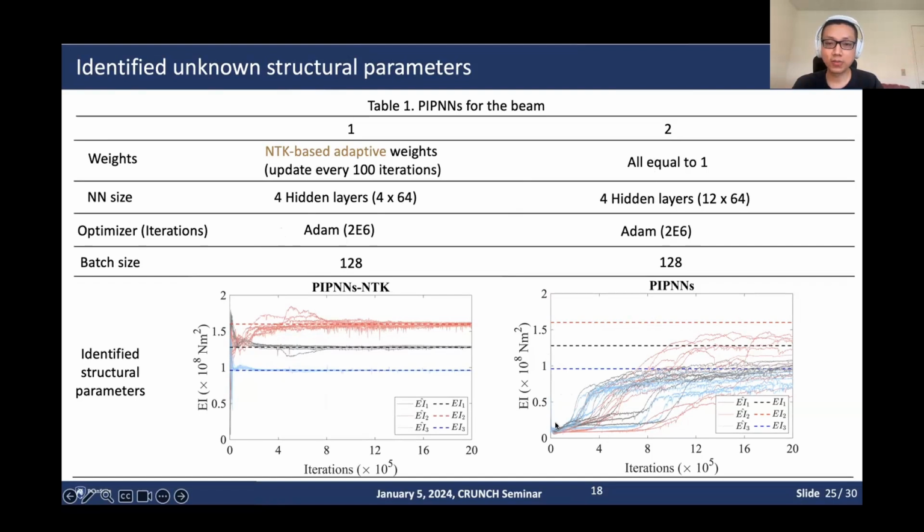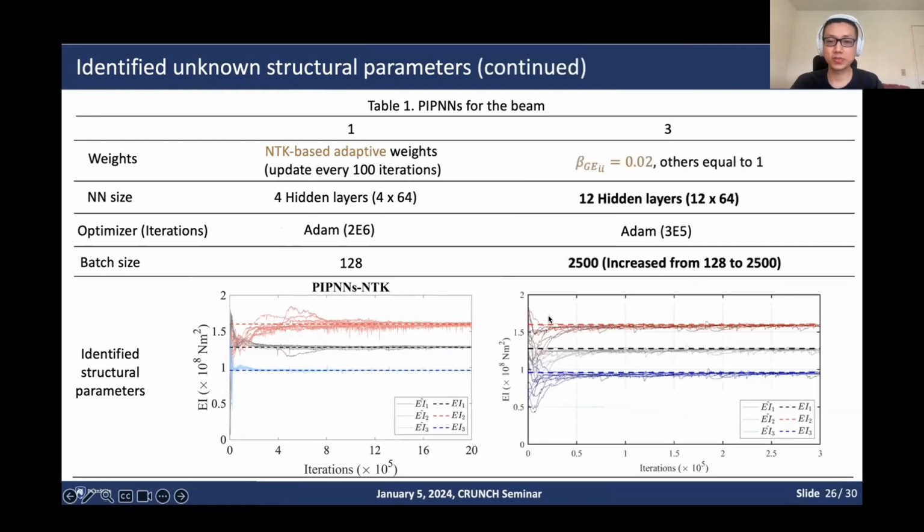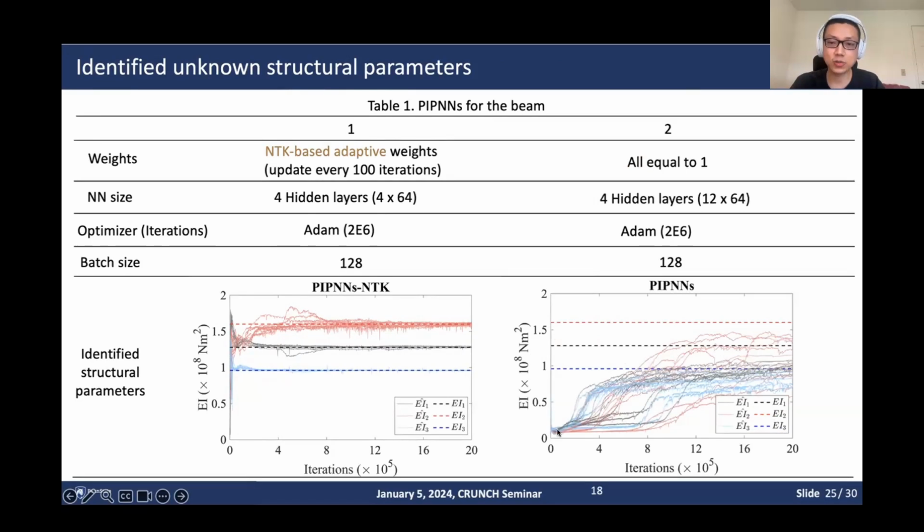And if you look carefully, you can find at the very beginning, the parameters decreased very significantly and then try to converge to the ground truth, but they cannot converge to the ground truth very well.